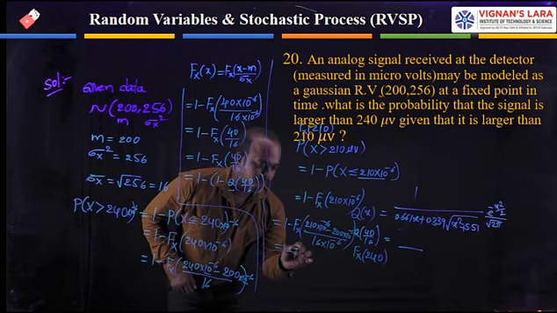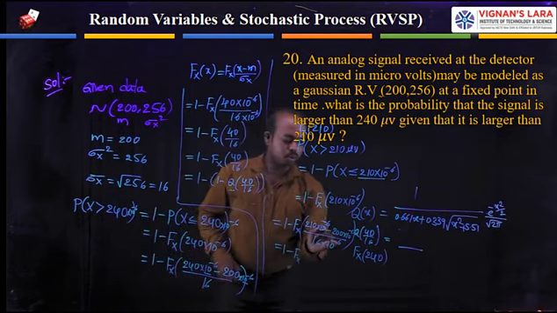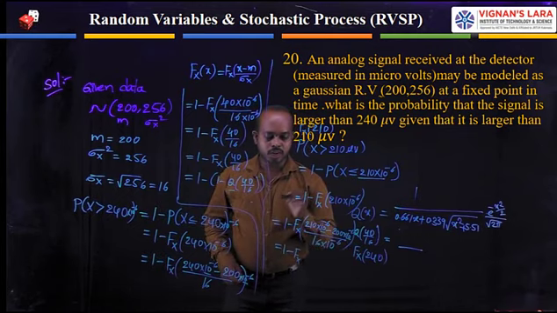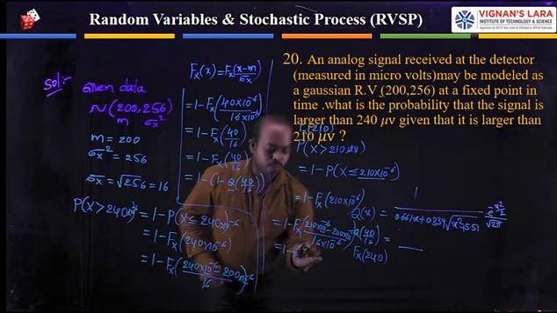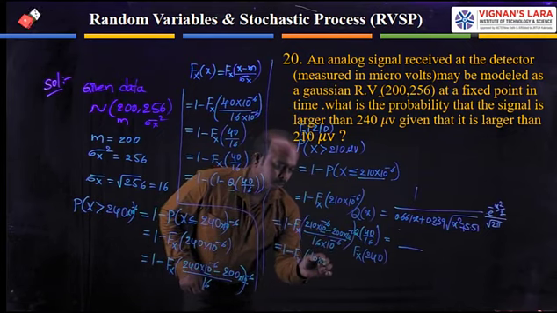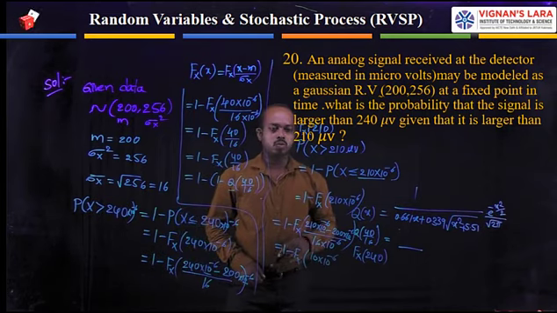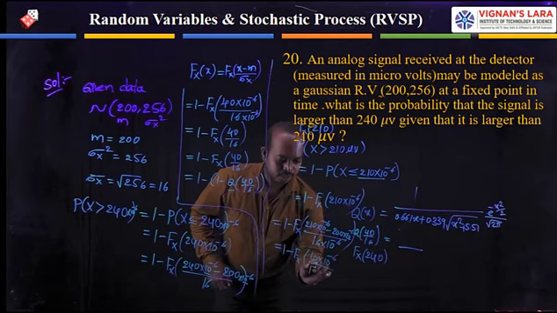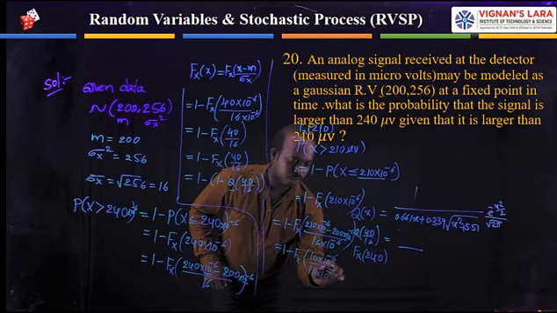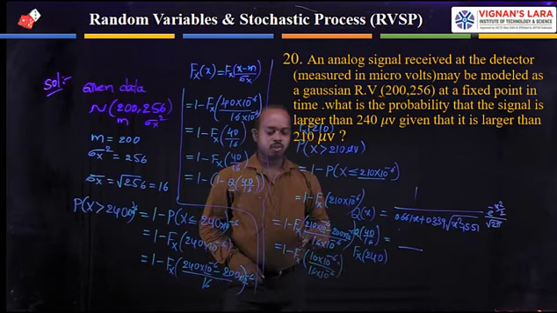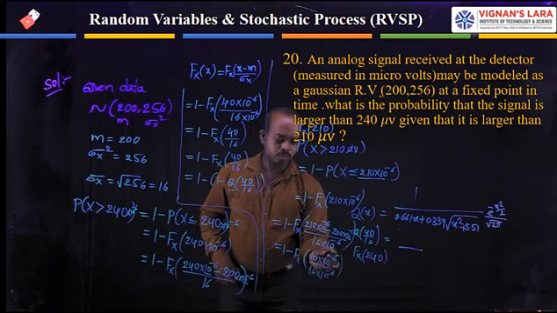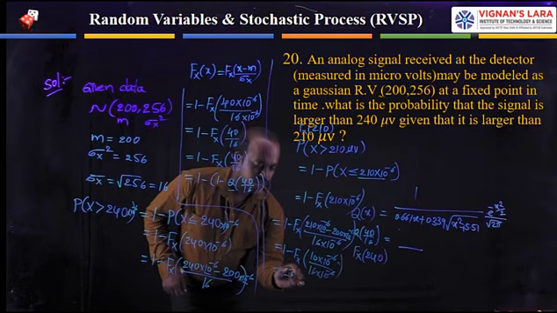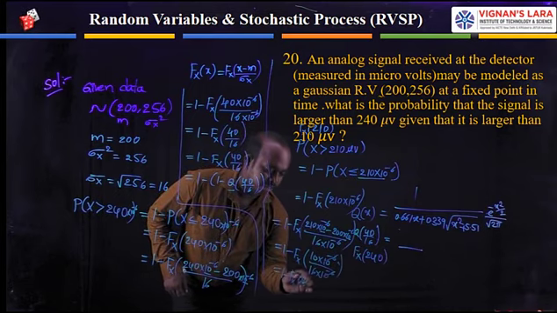We are obtaining 1 minus fx of, here both are multiplied with 10 power minus 6, so you can directly subtract 200 from 210. Finally, we are obtaining 10 into 10 power minus 6, divided by the denominator quantity, 16 into 10 power minus 6. Here you can cancel the 10 power minus 6 terms. The remaining quantity is 1 minus fx of 10 divided by 16.